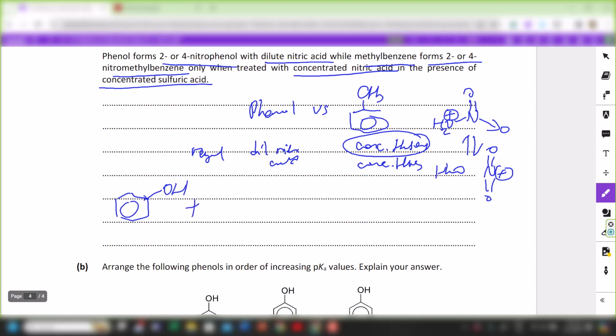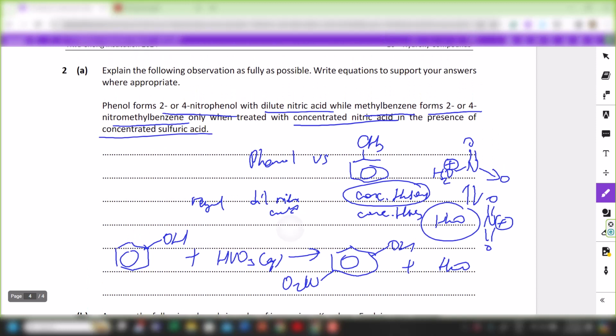So just phenol plus HNO3 equals, I'm going to get two products, of course, the 2-nitrophenol and then 4-nitrophenol, but I'm just going to write out the 4-nitrophenol, plus H2O, because you know that H2O is the byproduct. You can do the same thing for methyl benzene if you wish to. Of course, for methyl benzene you need concentrated sulfuric acid as the catalyst.